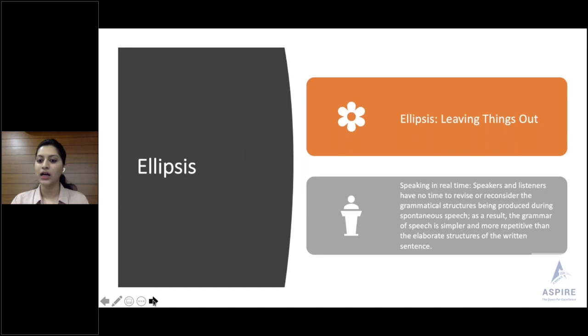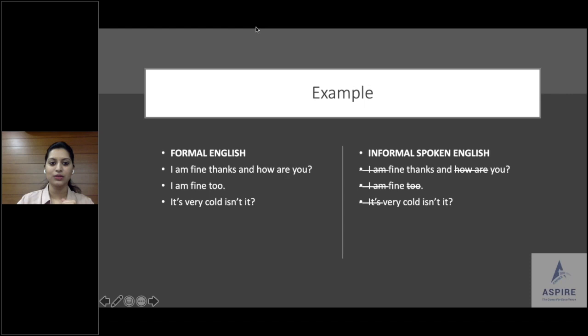All right, ellipsis. So ellipsis means leaving things out. So I'm sure you guys are aware about formal and informal English. Like, for example, when we text, that is informal English. So let's just take a look at a few examples.